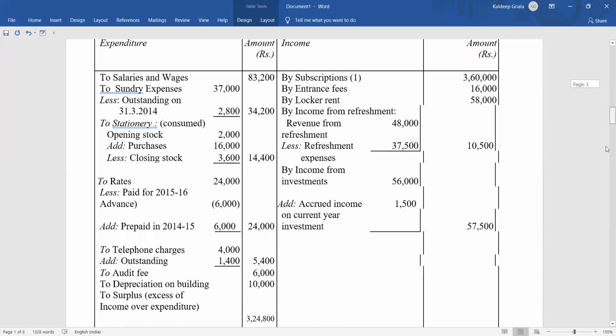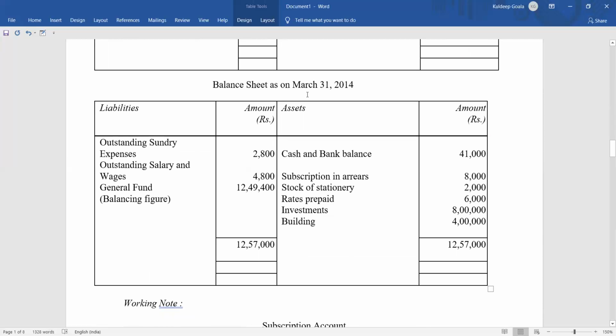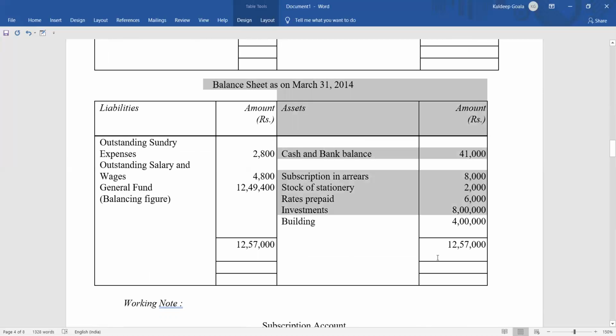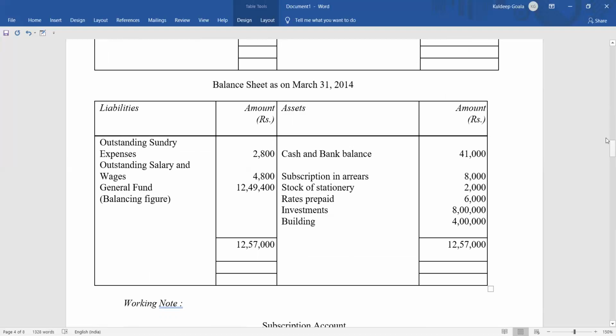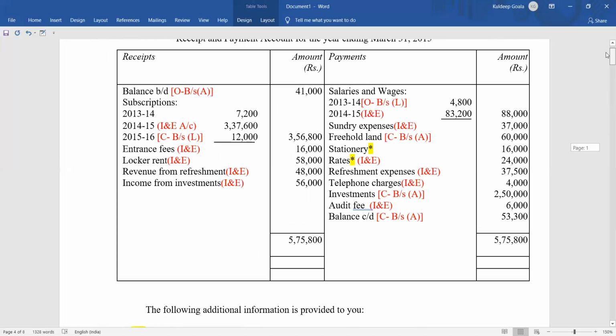Let's prepare the opening balance sheet first. The balance sheet is on 31st of March 2014. Okay, that is our opening balance sheet. Now in the opening balance sheet, asset side, liability side is set. Let's start placing the items one by one.